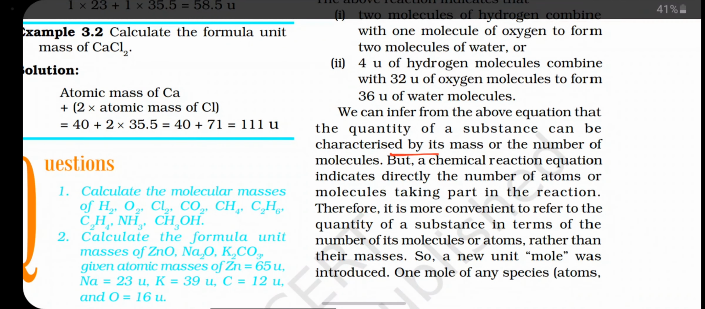From this we can infer that the quantity of a substance can be characterized by mass or by the number of molecules, but a chemical reaction indicates directly the number of atoms and molecules taking part in the reaction. Therefore, it is more convenient to refer to the quantity of a substance in terms of the number of molecules or atoms rather than their masses. So a new unit, the mole, was introduced.